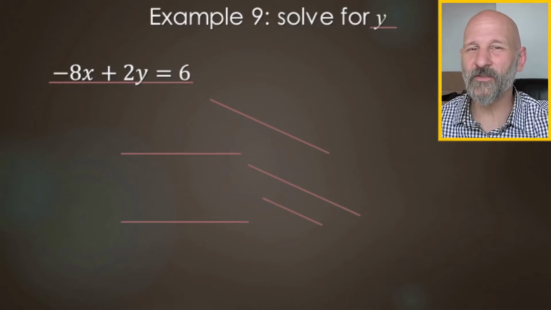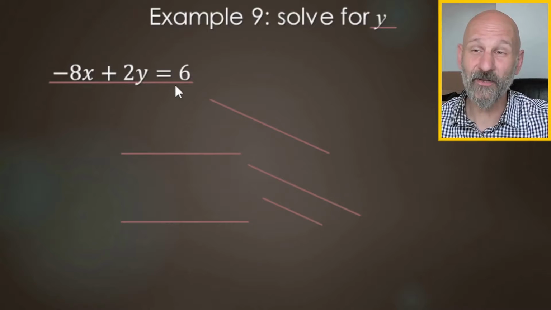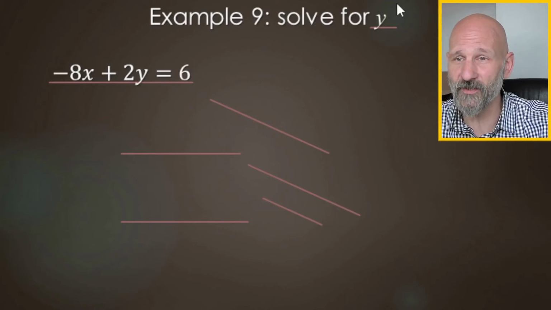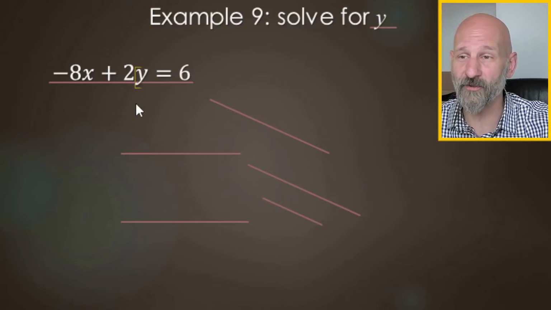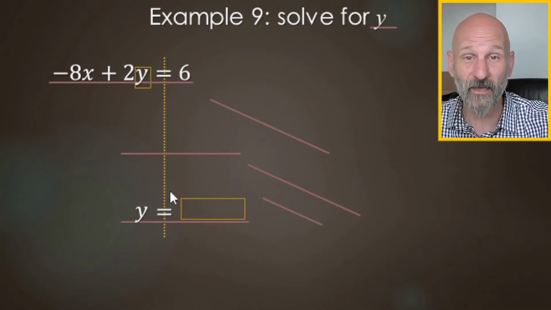So now let's look at this one here. So here we have negative 8x plus 2y equals 6. We have more than one variable, so we do need to read the instructions. This says solve for y. So there's y there. So now on our equal sign, we notice that it's solved for y, so we're going to have y equals and then what it equals over here.